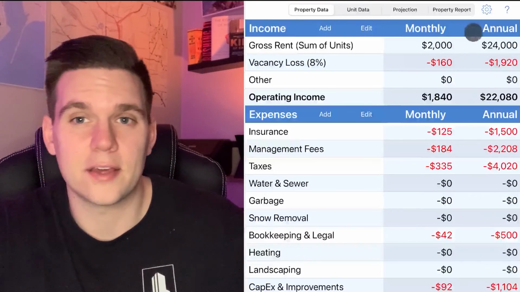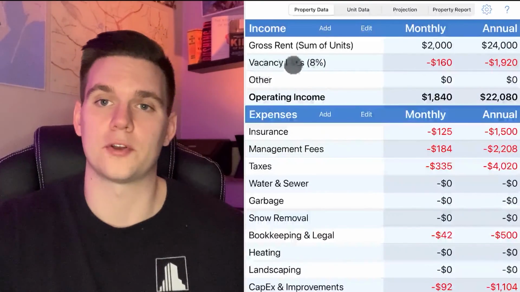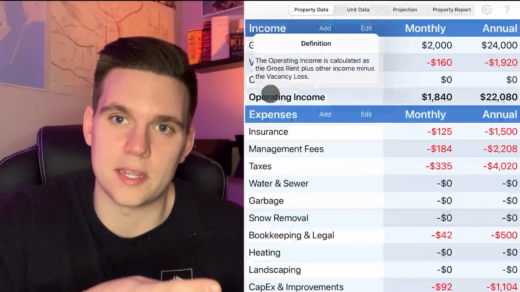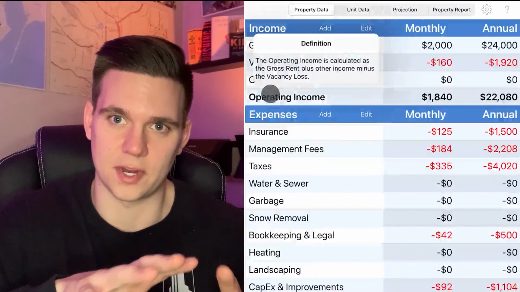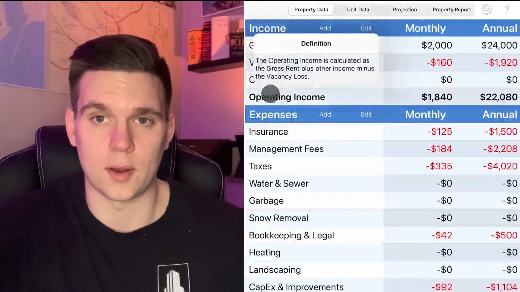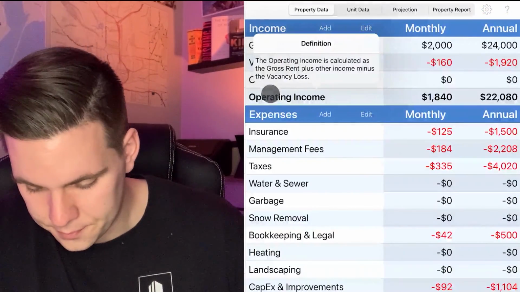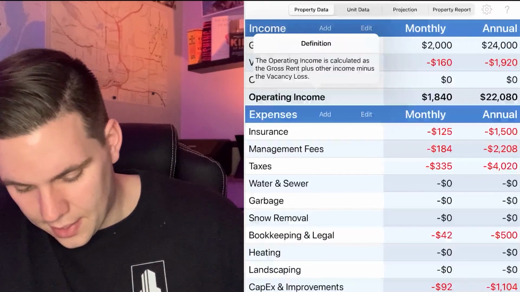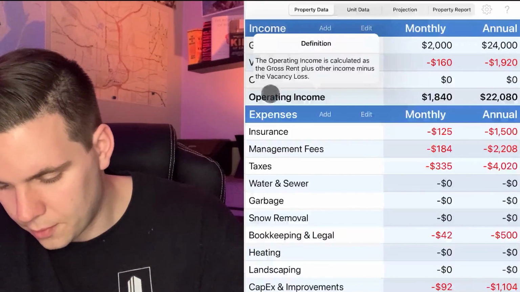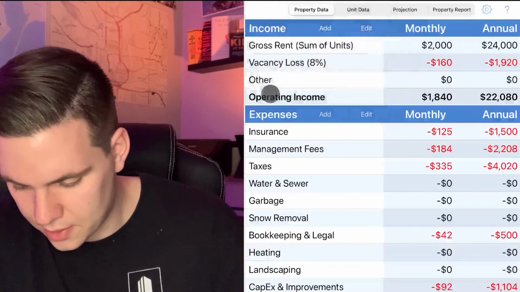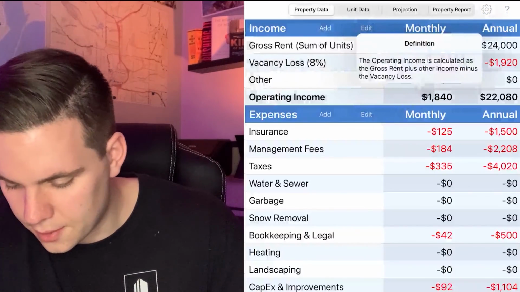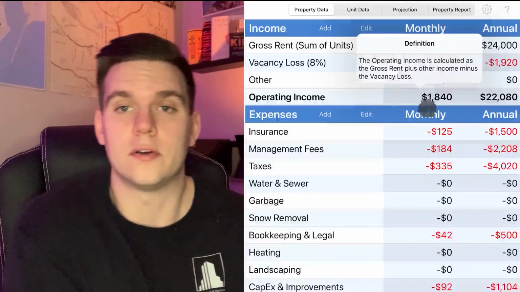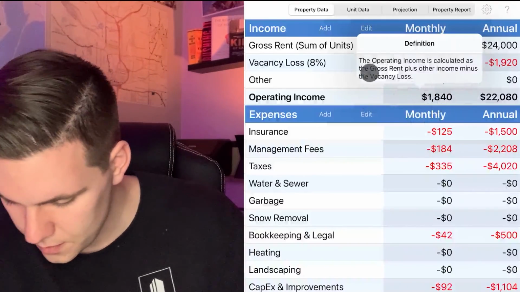Then your next line, other. This can be any other source of income that the property generates. So whether you rent out parking, you rent out storage space, you rent out internet and cable, or you have any other source of income on the property, coin-operated laundry, anything of that nature. And then you would add the other plus the rent and subtract the vacancy, which would give you an operating income of $1,840.